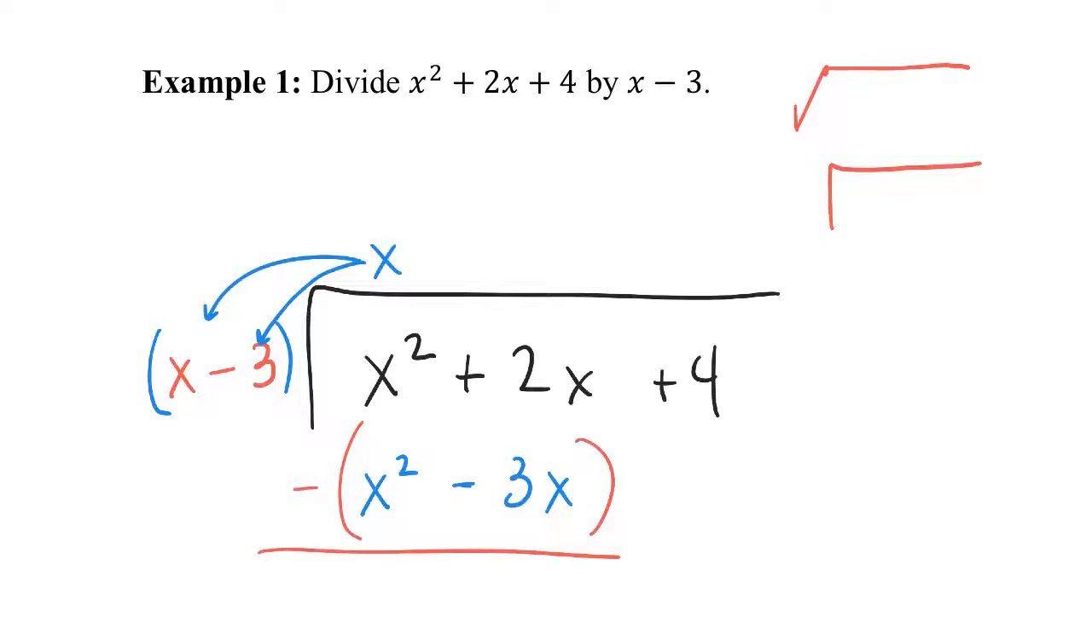But then you have to remember that this is 2x minus negative 3x. If you need to write it down, write it down. So you put a little note. 2x, and then it's minus a negative 3x, which is really plus, right? So it's become simply 5x.